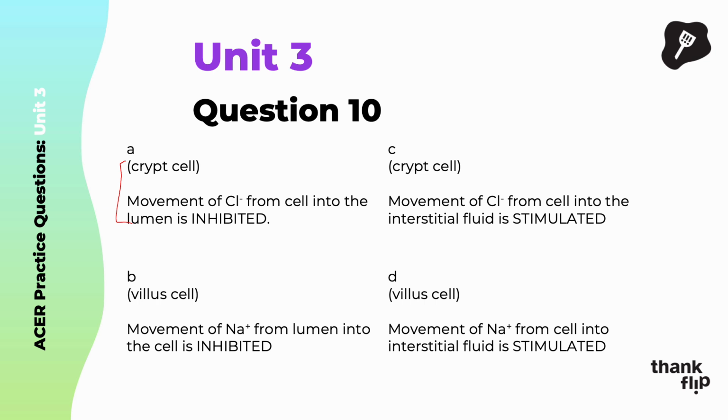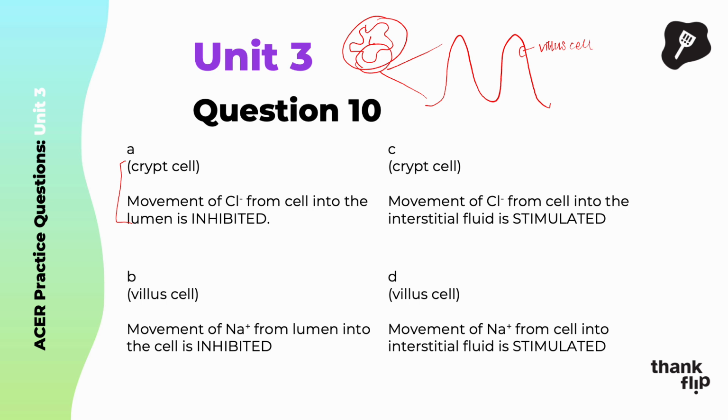Okay, so let's first of all start off by drawing this diagram that we have here. So this is the lumen here, and we're looking at these two villi. All right, and then we have a villus cell up here, and we have crypt cells down here. Okay, so crypt cells are responsible for transporting chloride from the interstitial fluid into the lumen. Okay, so chloride goes into the lumen.